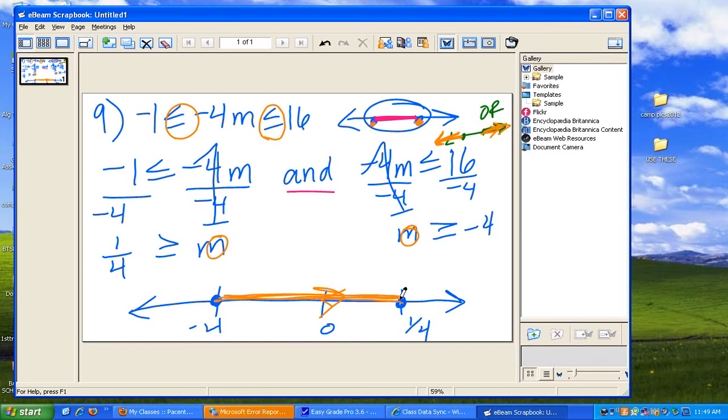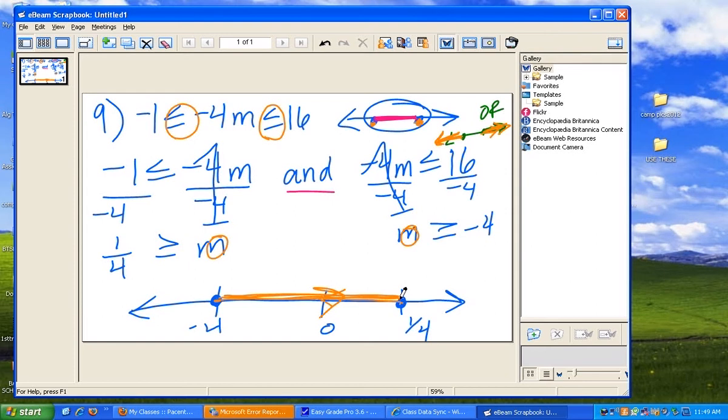Tanner, in the book, it says the answer's completely different. What answer does it give? It says it backwards. It's not totally different. What does it say, Tanner? It says negative 4, and then greater than or equal to. Okay.